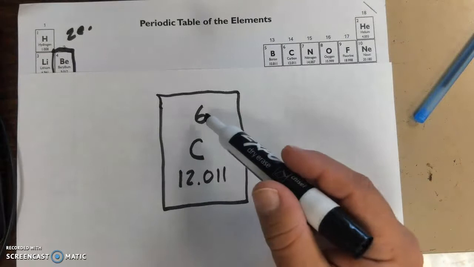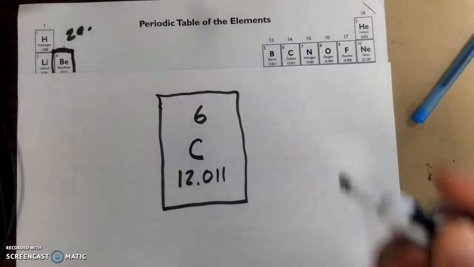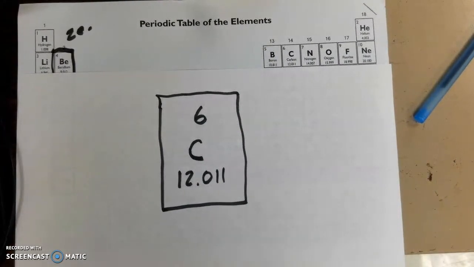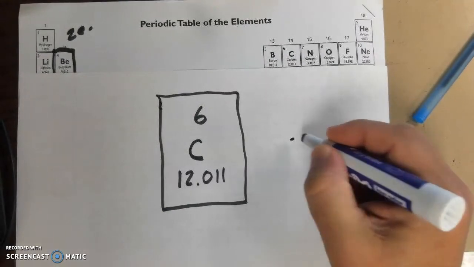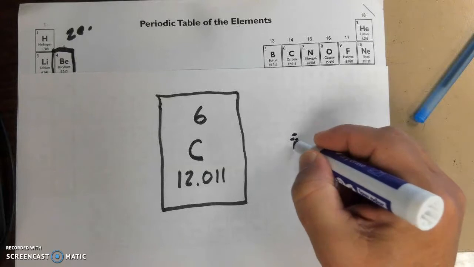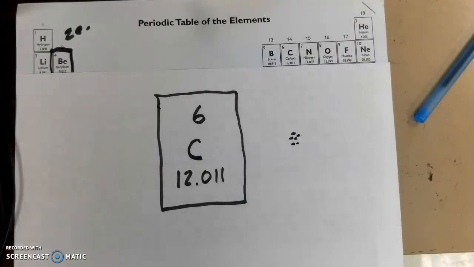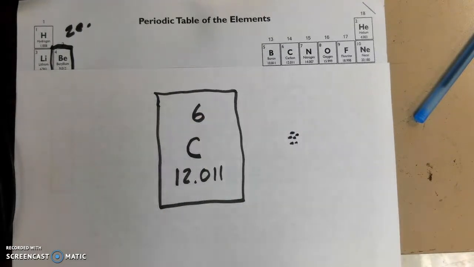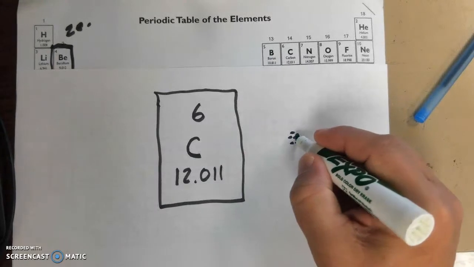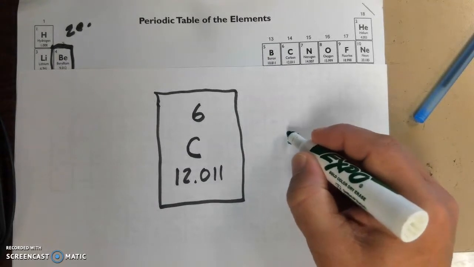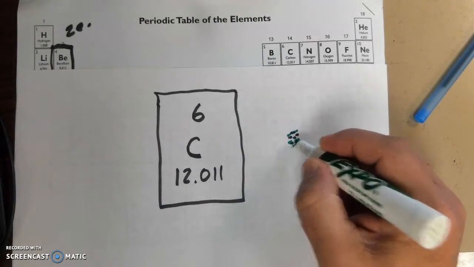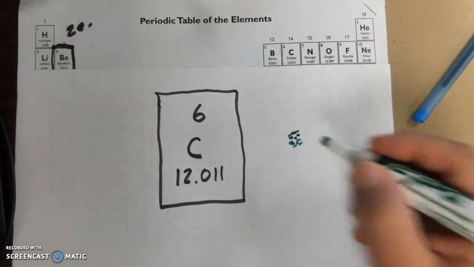Okay, so it's atomic number 6, and if we had to bother to draw the atom, we would draw 6 protons. We're trying to get to the point where we don't have to bother to draw it, but there's 6 positively charged protons there in the nucleus, and 12 minus 6, that means 6 neutrons, right? The atomic mass minus the atomic number is 6 neutrons. I think I drew 6 in there.